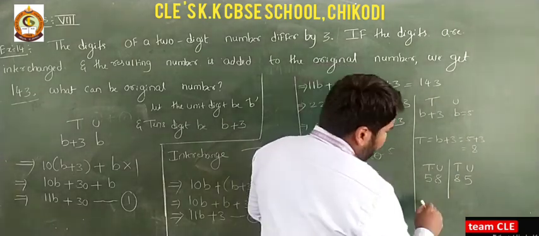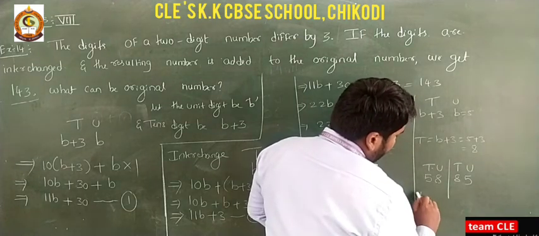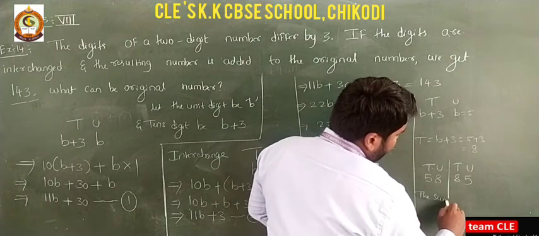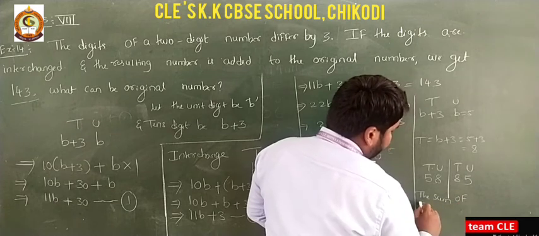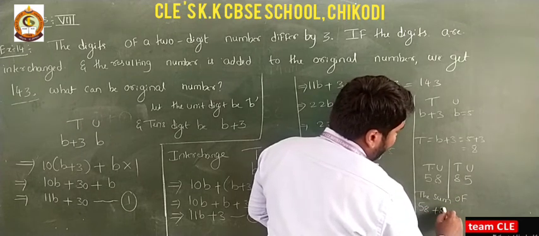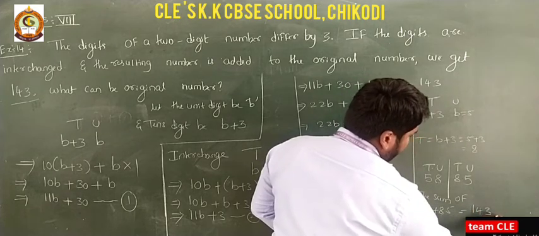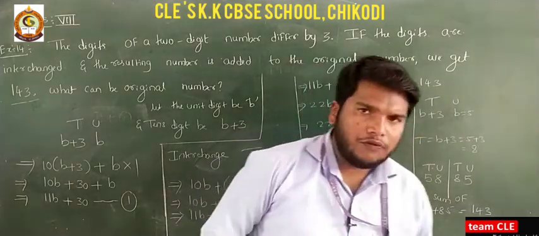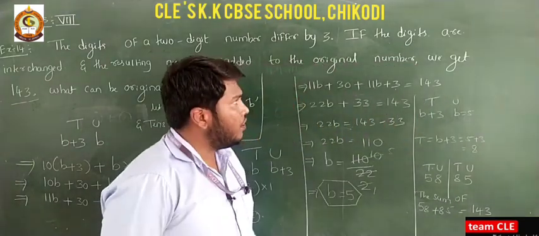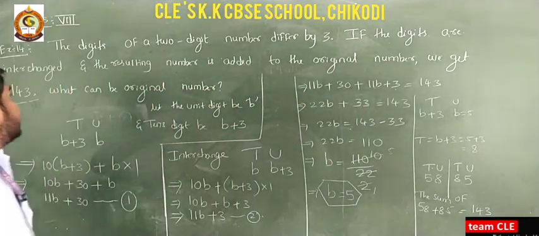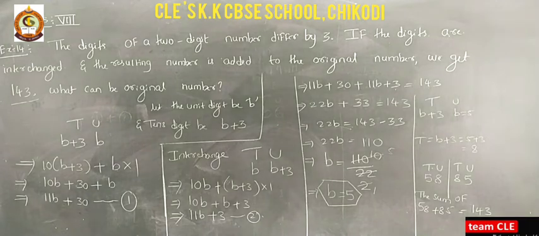So again the sum of 58 plus 85, if you do this, you are getting 143. I hope you have understood this concept of the 2-digit number.